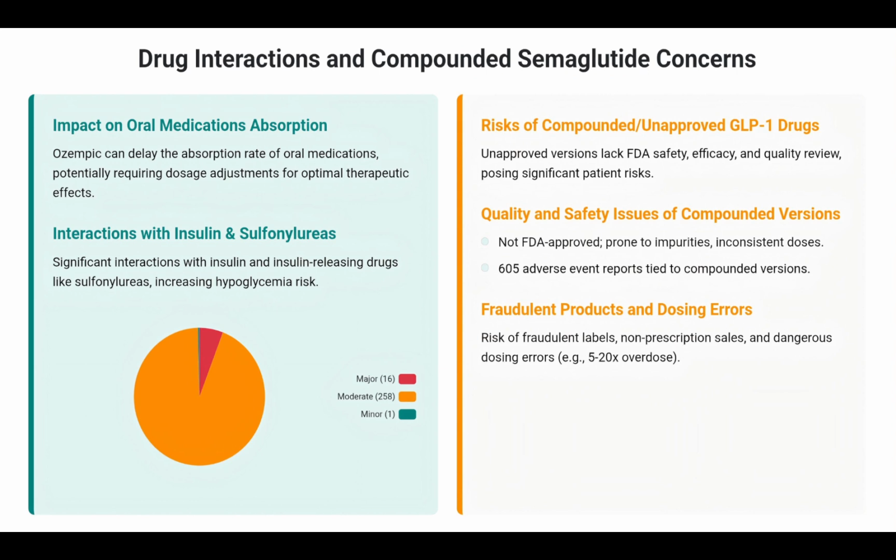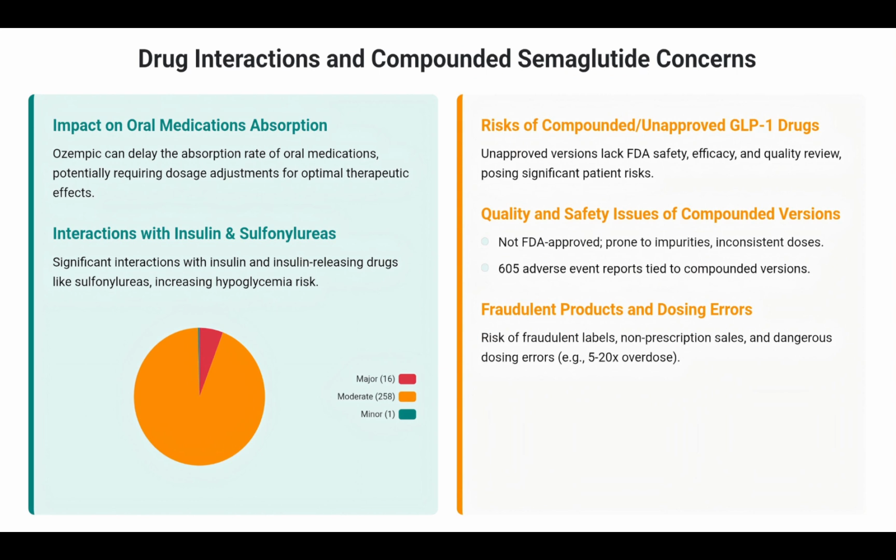Clinicians may need to adjust dosing timing or dosages of co-administered oral agents to maintain optimal therapeutic effects. Interaction with insulin and sulfonylureas. This interaction deserves special emphasis. When Ozempic is co-administered with insulin or sulfonylureas such as glibenclamide or glipizide, the combined glucose-lowering effect substantially increases the risk of hypoglycemia. As shown in the interaction data, out of 275 reported interactions, 16 were classified as major, 250 as moderate, and 1 as minor. This highlights the importance of monitoring and potential dose reduction of the insulin-releasing agent.